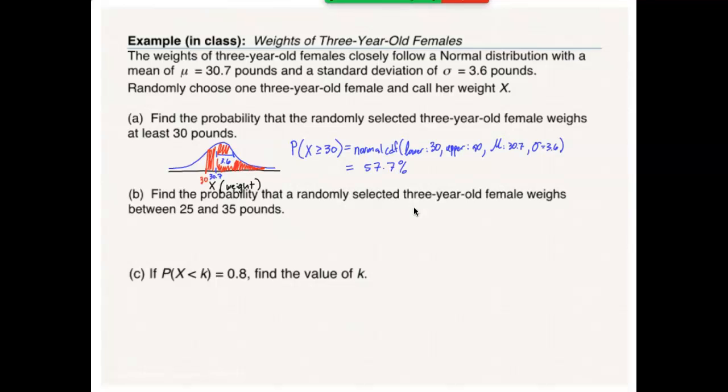All right, find the probability that a randomly selected three-year-old female weighs between 25 and 35 pounds. So we would notate that as the probability that X is in between 25 and 35. Same syntax, we're still going to use that normal CDF. It's just that our lower and upper bounds will change. So my lower bound will now be 25. My upper bound will be 35. My mean is still 30.7, and my standard deviation is 3.6.